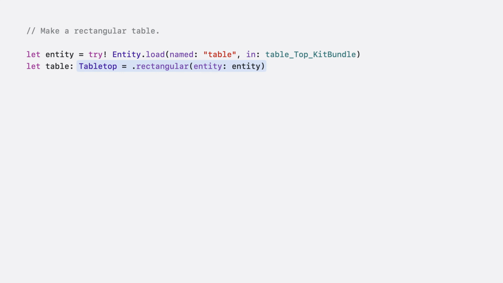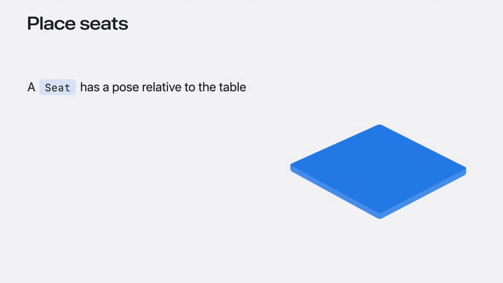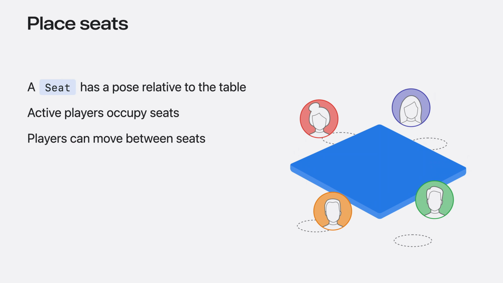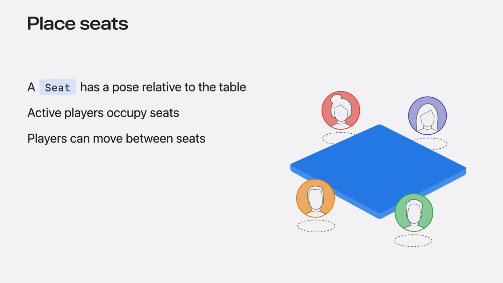After defining the tabletop, I place seats around the table. Seats are positioned relative to the origin of the table. A seat may have only one player assigned to it at a time, and each player is required to have a seat to be able to interact with the game. Any spectators for the game should remain unseated. Players can claim different seats throughout the game.